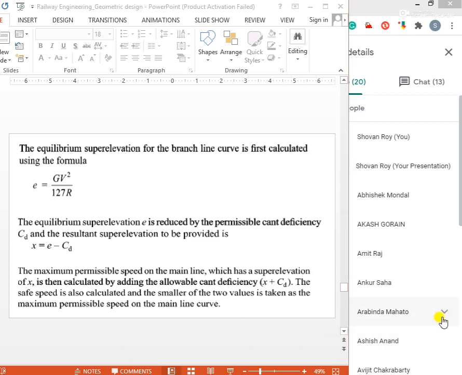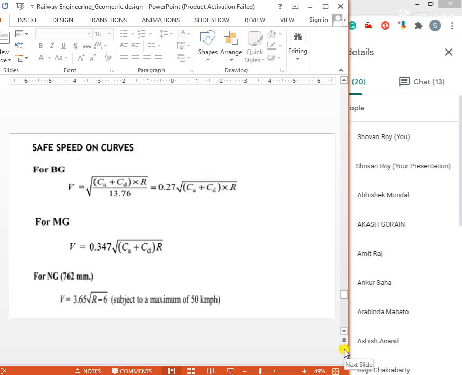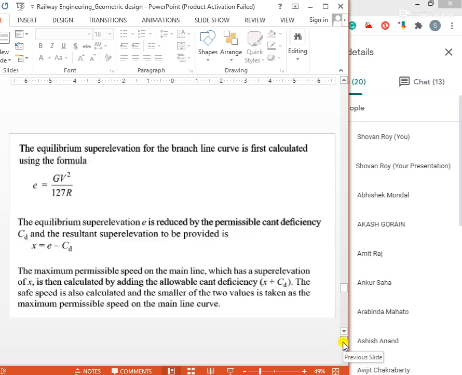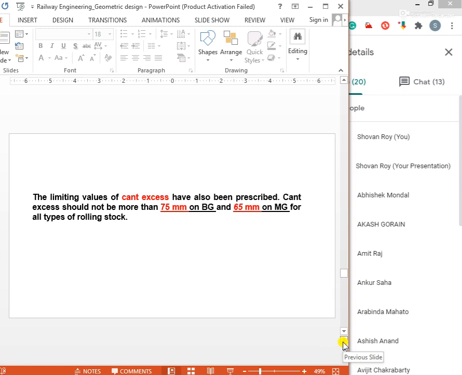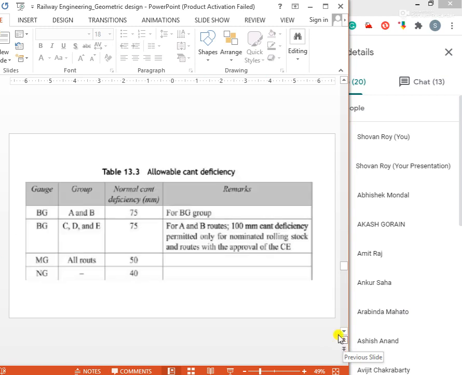After that, we need to find out the safe speed on curves. Before that, something is required, that is the allowable cant deficiency. We know the cant deficiency and cant excess, or super elevation deficiency or super elevation excess. What should be the value of cant deficiency?